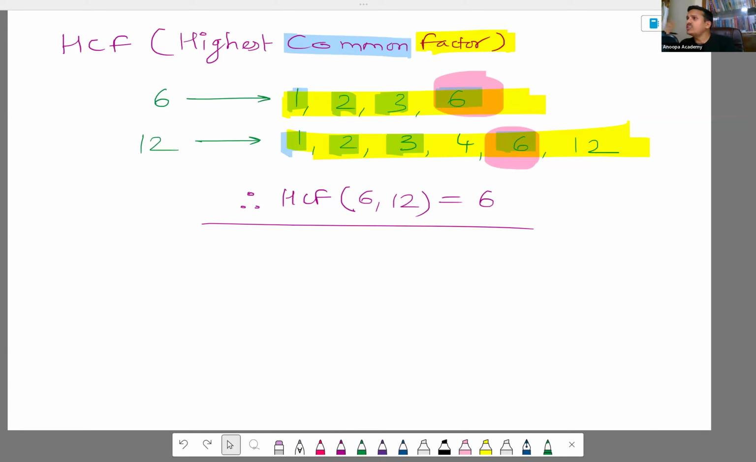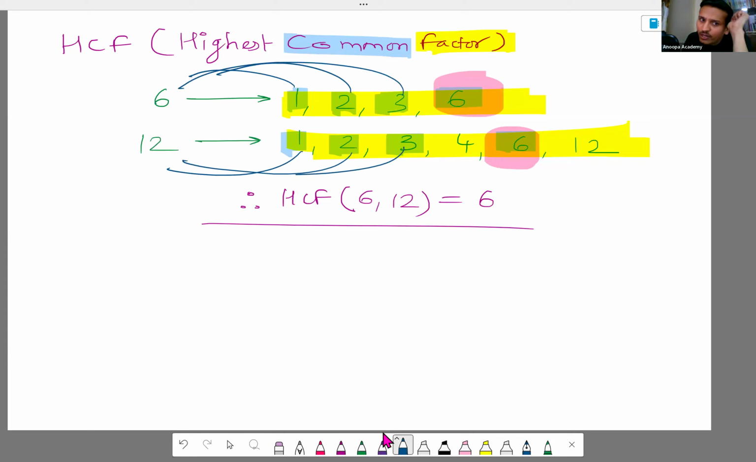Okay. Now what is a factor? I told you factors are the exact divisors. Yes or no, everyone? Yes. Factors are the exact divisors. Now if you look carefully, 1 can divide 6, 1 can divide 12 also. 2 can divide 6, 2 can divide 12 also. 3 can divide 6, 3 can divide 12 also. 6 can divide 6, 6 can divide 12 also.